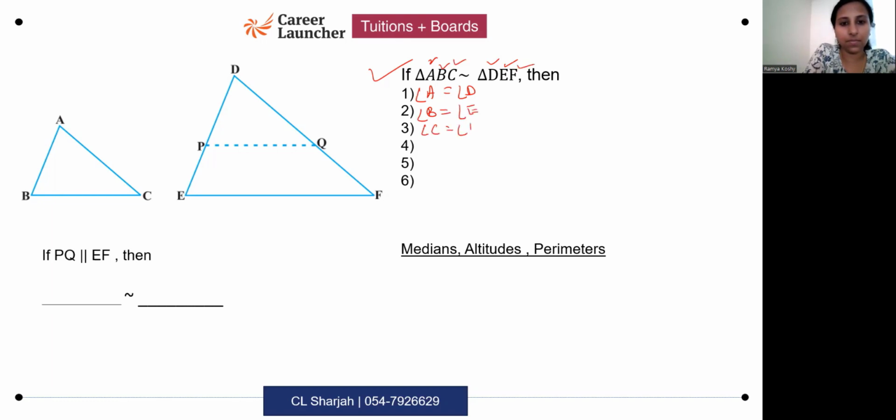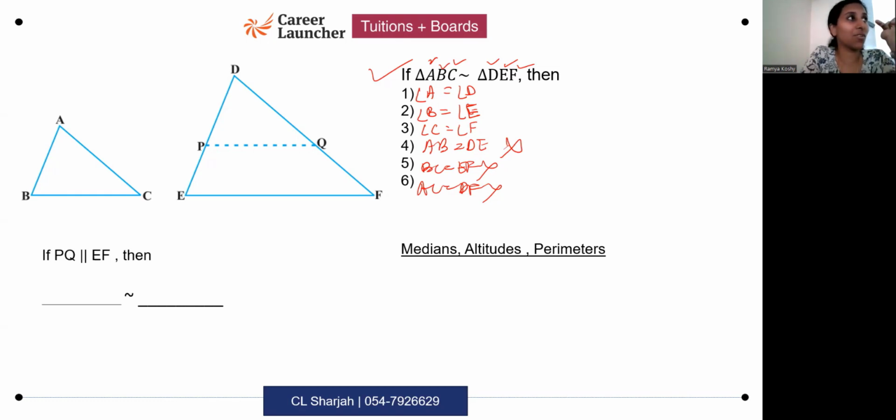Now, those of you who wrote this, this is wrong. If you wrote BC is equal to EF, that is wrong. If you wrote AC is equal to DF, that is wrong. This is not congruency. This is similarity. It is in the same ratio. So if you have written any of these three, it is wrong. Please get that point straight into your mind.